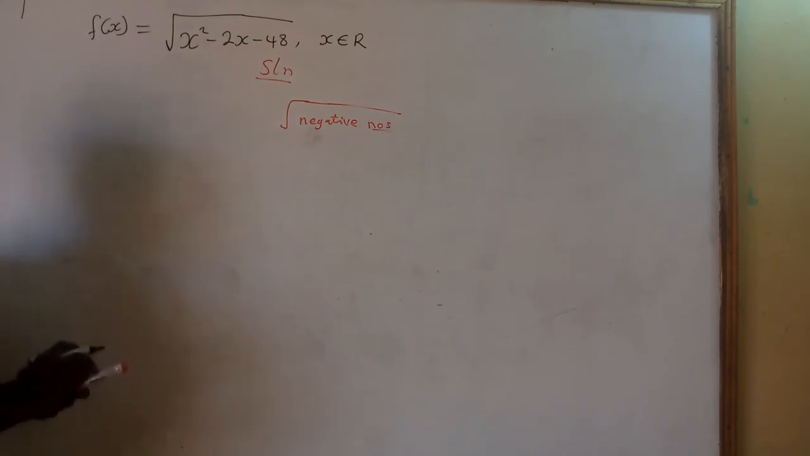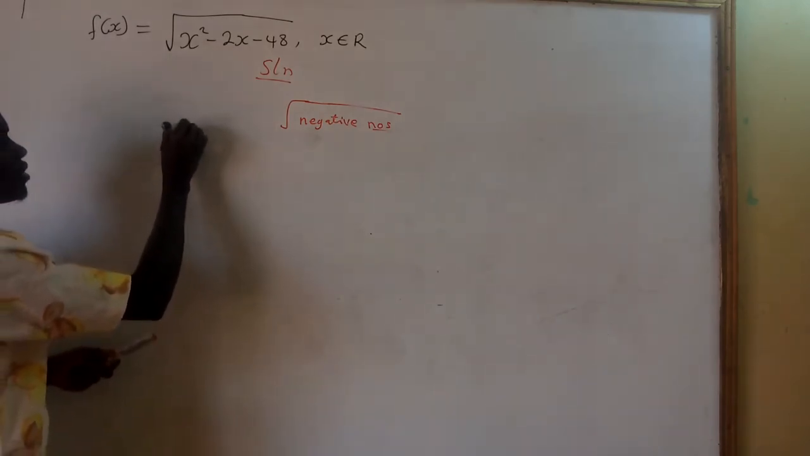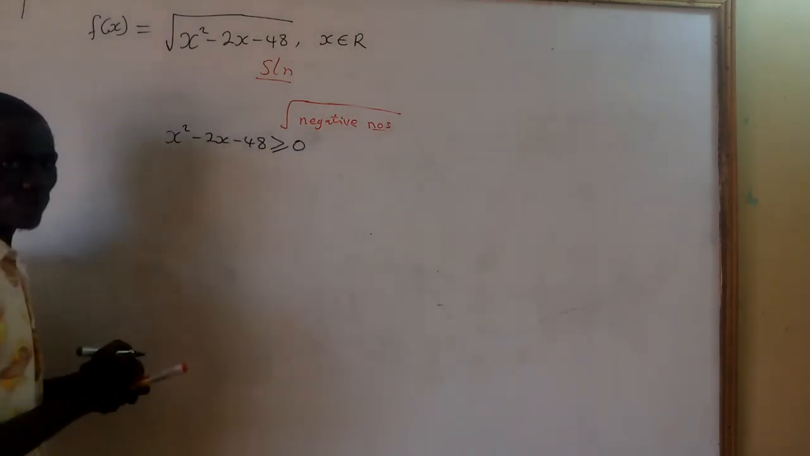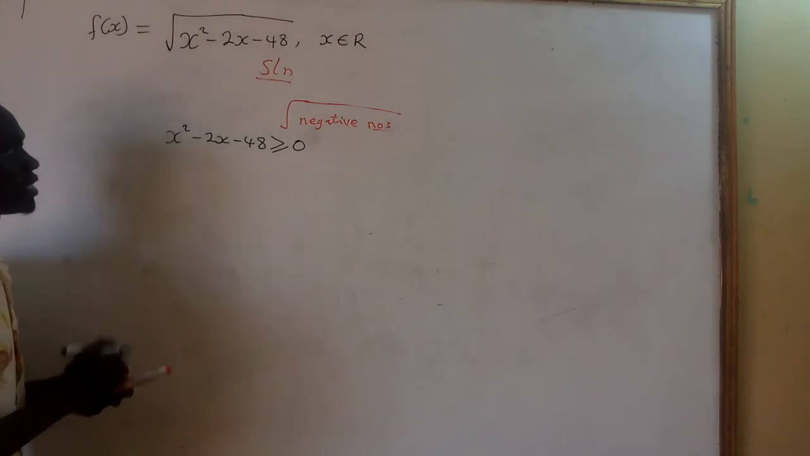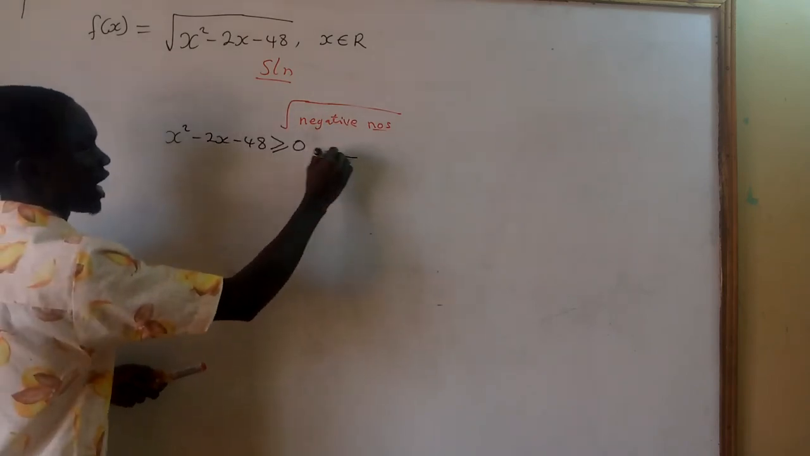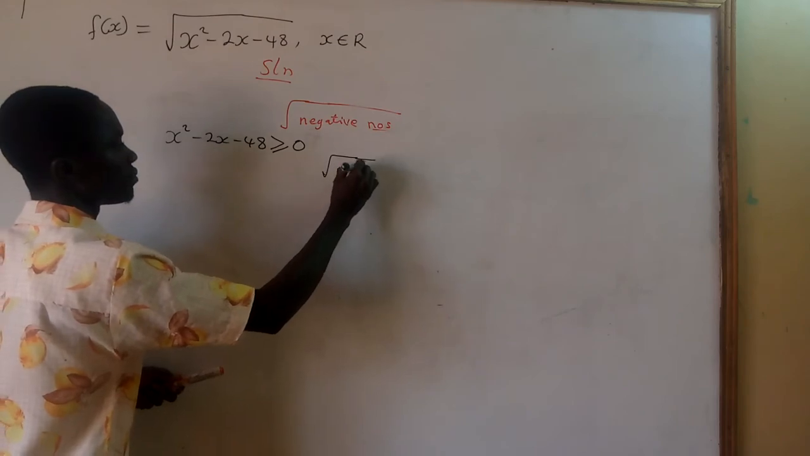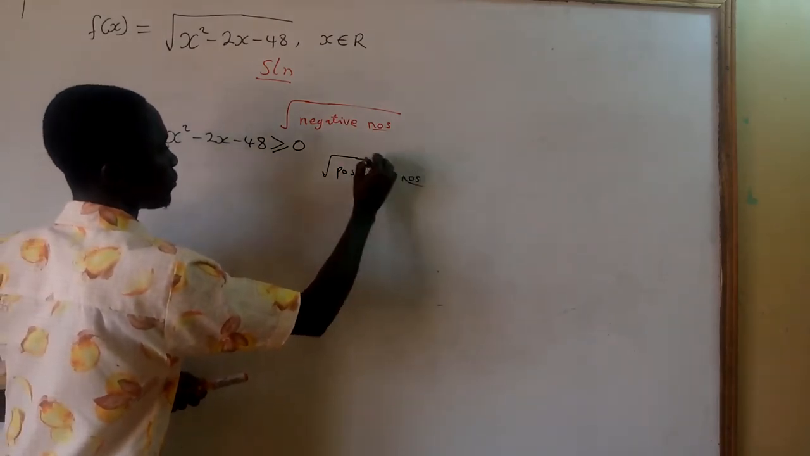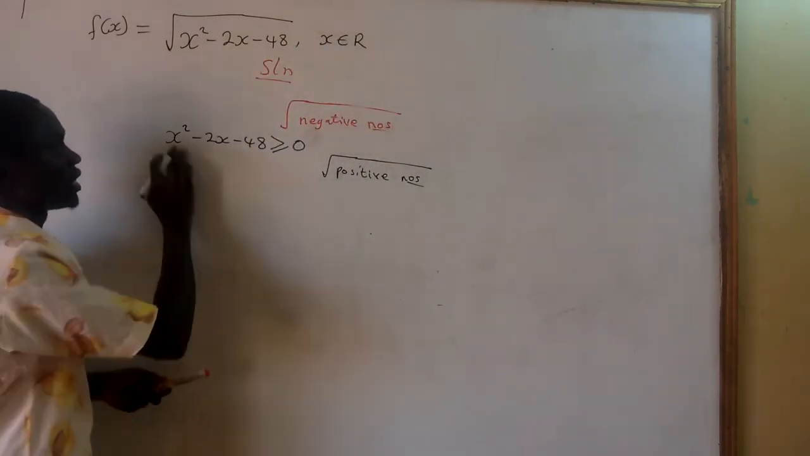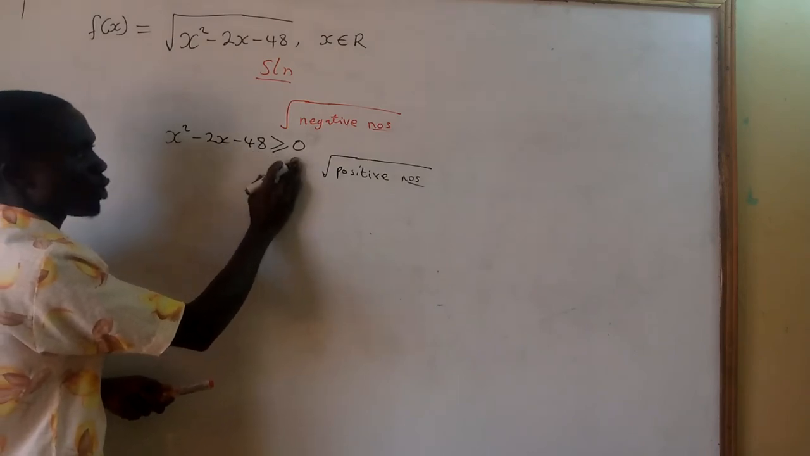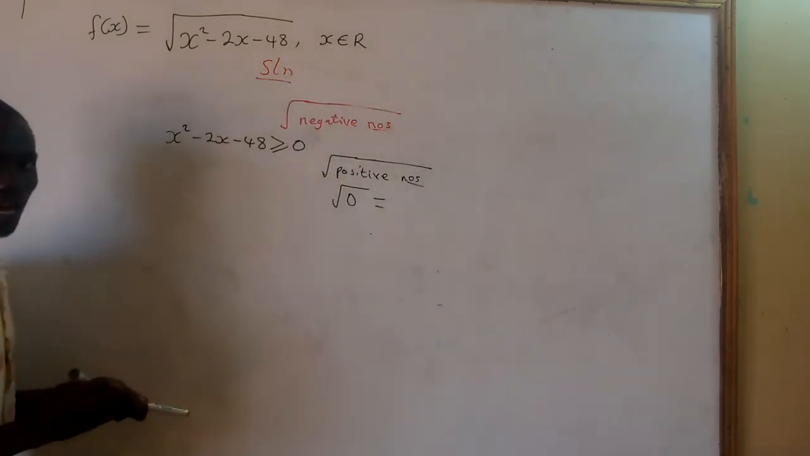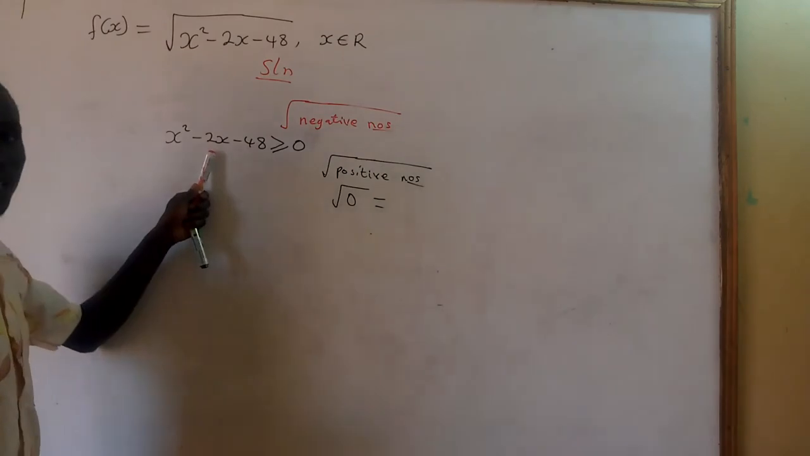Okay, then what values will make the function defined? The function is defined if and only if x squared minus 2x minus 48 is greater than or equal to 0. Why? Because if x squared minus 2x minus 48 is greater than 0, we are going to have square root of positive numbers. Square root of positive numbers are a subset of R. If x squared minus 2x minus 48 is equal to 0, you have square root of 0, and square root of 0 is also a subset of R. So this will be the domain of the function.